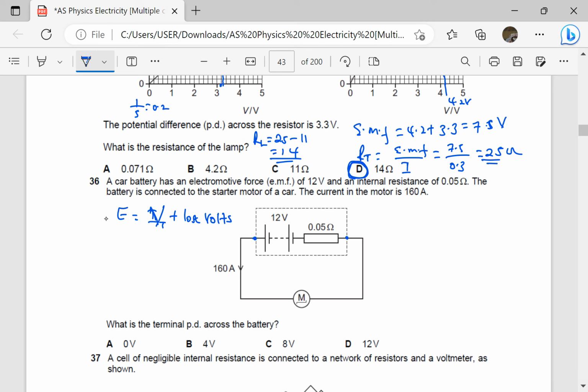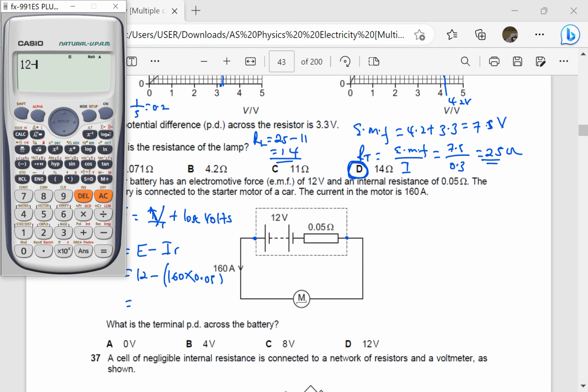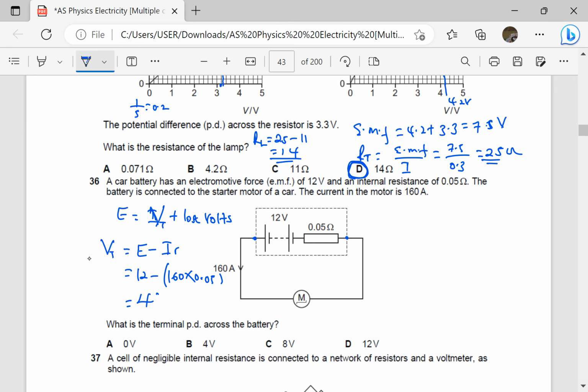Note that the lost volts is given by current times internal resistance. So the terminal PD, V T, is going to be equal to EMF minus the lost volts, which is current times small resistance. So this is 12 minus, open brackets, 160 times the internal resistance, 0.05, which gives us our answer as 4 volts. So the terminal PD is 4 volts, and that is B.